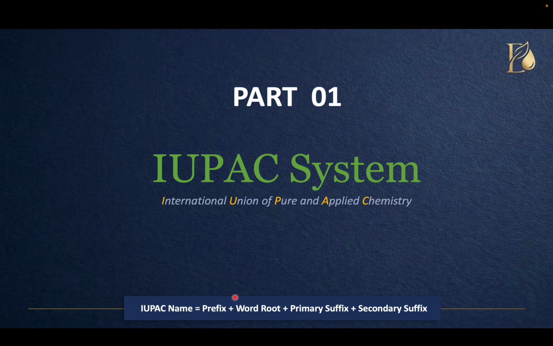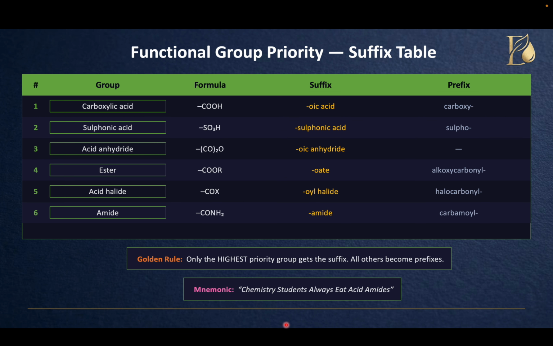We will discuss that. First you have to understand word root is the number of carbon atoms, and prefix will come before the word root, and suffix will come after the word root. Okay, so now if the functional group has to come as a prefix, for each corresponding functional group there is a specific prefix. For carboxylic acid, the prefix is carboxy. Sulfonic acid, sulfo. For acid anhydride, there is no prefix name. For esters, alkoxycarbonyl.